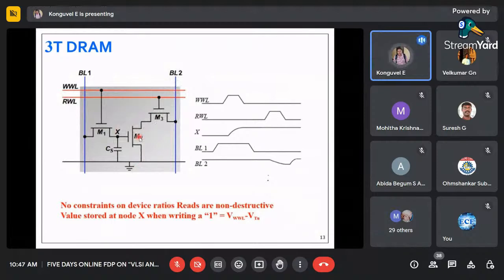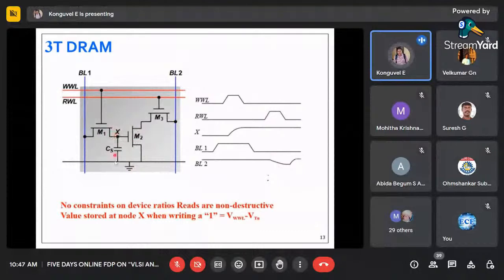Here there are no constraints on device ratios, and the reads are non-destructive. The value stored at node X when writing 1 will be VDD minus VT, and that is why you can see in BL2, when we put the read line, a bump and then it is increasing. Initially, when X is 1, it makes M2 turn on. If it is turned on, charge will be drained to the ground, but X will not be completely 1.